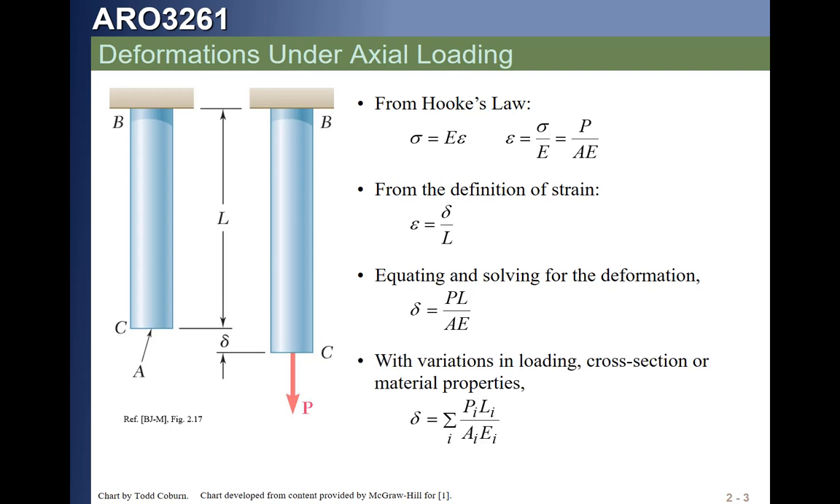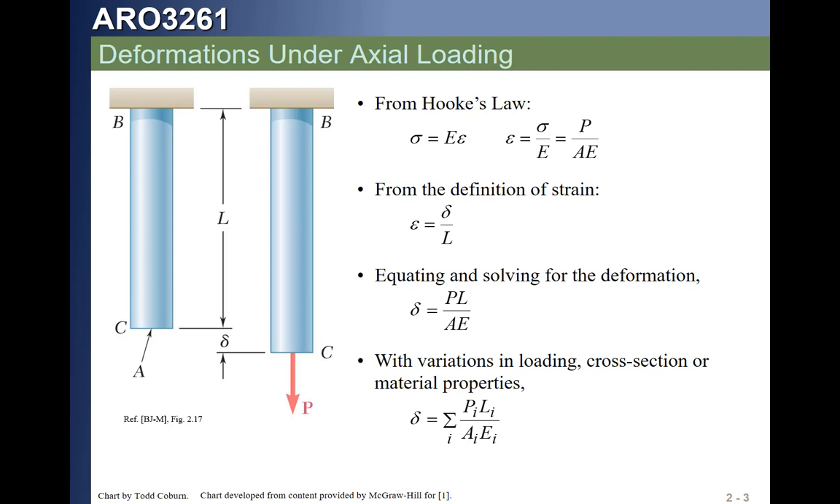Now, if at any point along this, let's say half of this bar were made out of one material and half out of another material, that would mean we'd have two E's, and we could just take the length of the first part of the bar and the length of the second part of the bar and the corresponding E, written as shown down here.